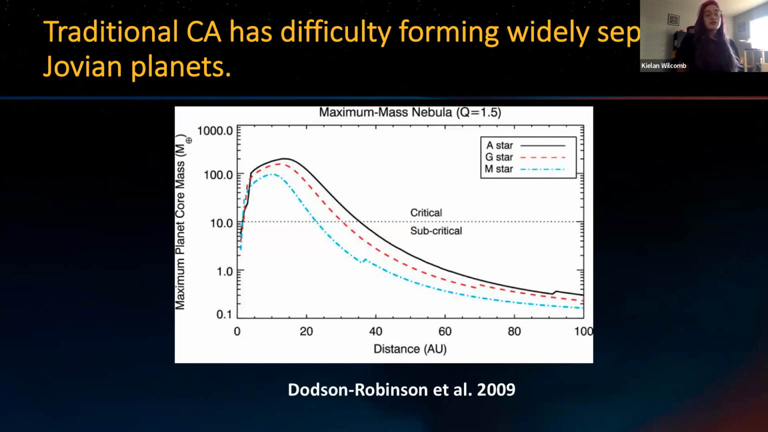But traditional core accretion has difficulty forming planets widely separated from their host stars. As the separation increases, there isn't enough planet core mass to continue to accrete an atmosphere, as shown in the plot from Dodson-Robinson et al. 2009.